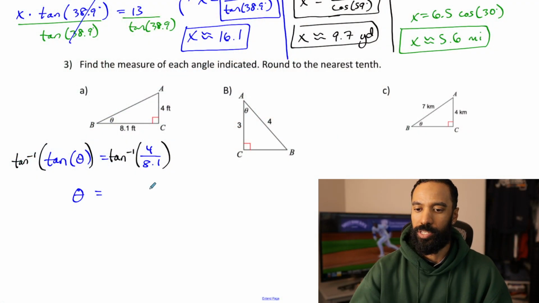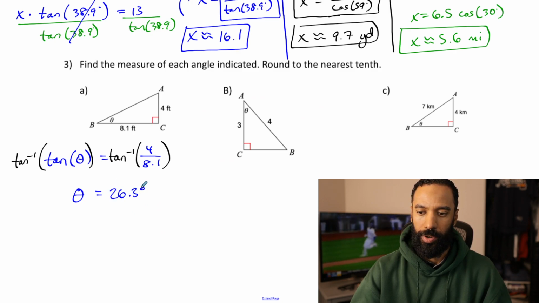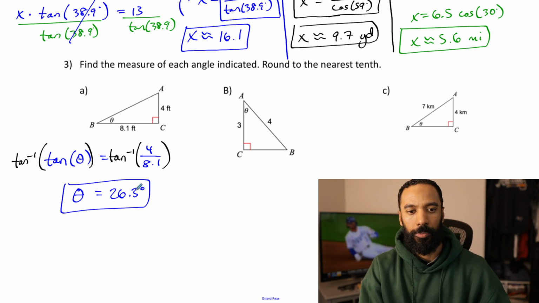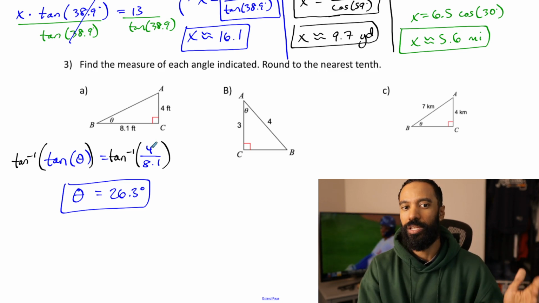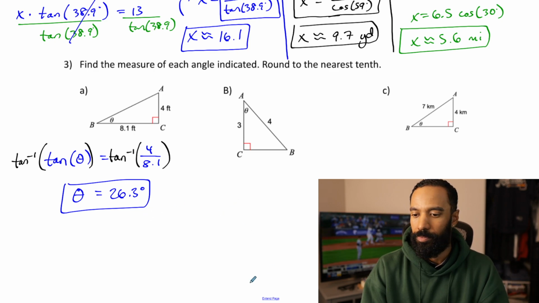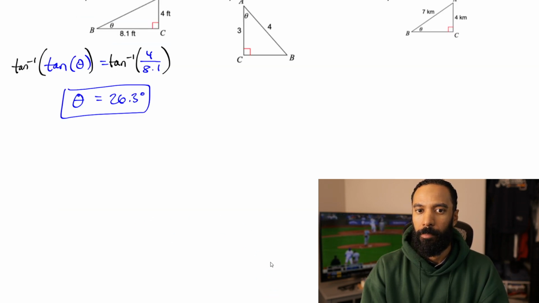And they said round to the nearest tenth, so I'll do 26.3 degrees. 26.3 degrees. That's the angle of that. Just to kind of hit that home, the tangent of 26.3 degrees should be 4 over 8.1. I know this is rounded, but that's what we mean. Part B.